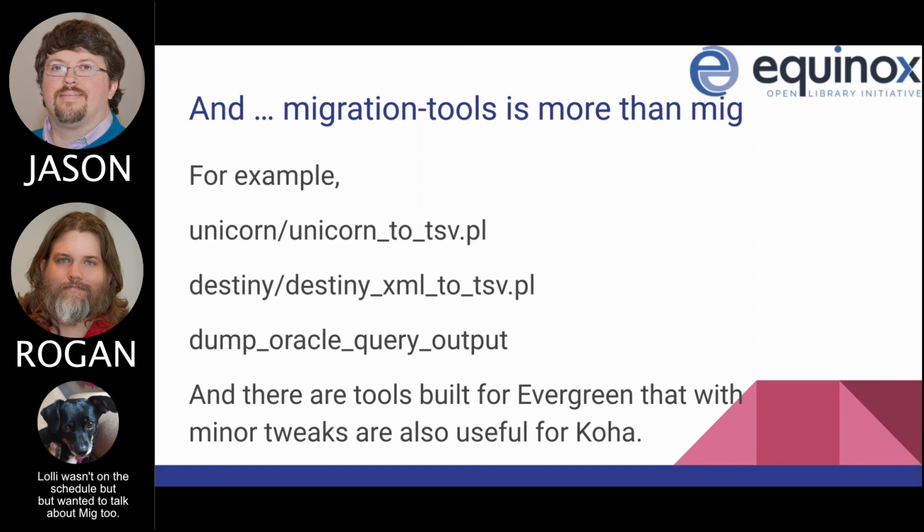And yeah, we have tools for extracting data from these systems, tools for munging it. These are useful for Koha and Evergreen contexts. And the ones we like, some of the other ones we kind of wrap in Mig, but these are here, especially on the extract side of things.